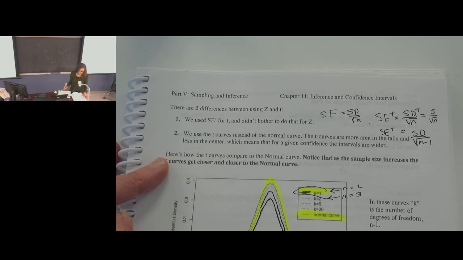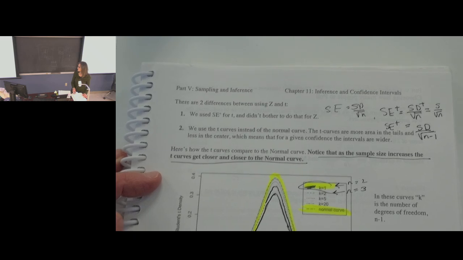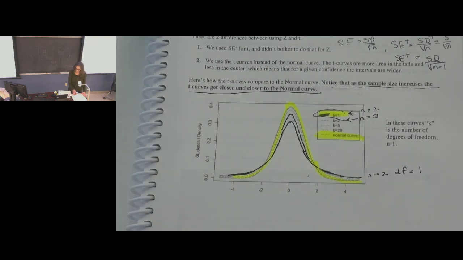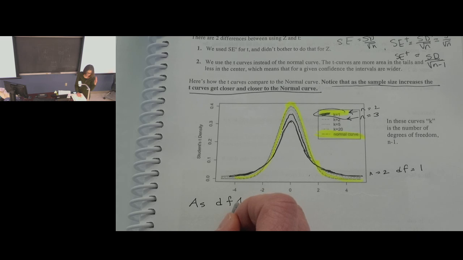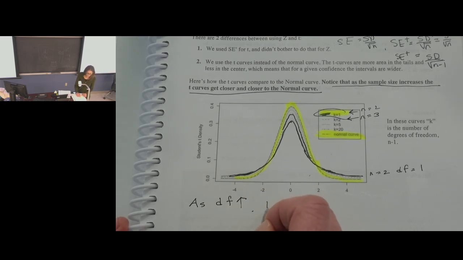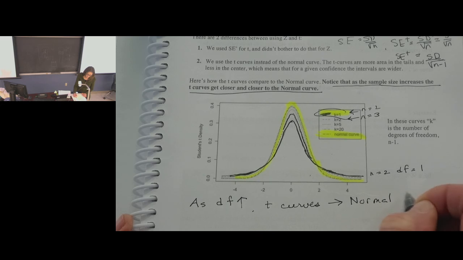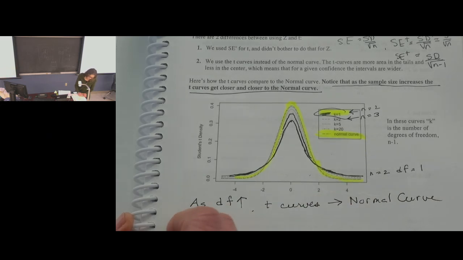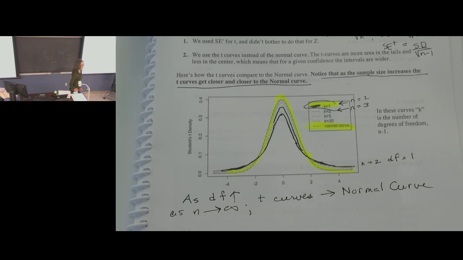And notice that as the sample size increases, the t-curves get closer and closer to the normal curve. That's really important. As your sample size increases, your degrees of freedom increase, and the t-curves go to the normal curve. In the limit, as n goes to infinity, the limit of the t curve is the normal curve.